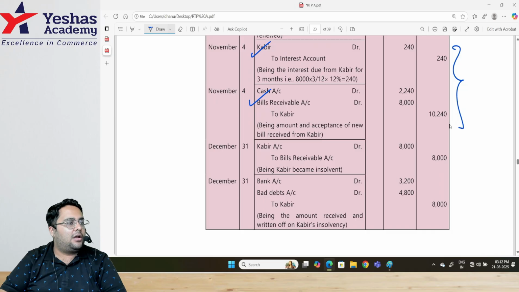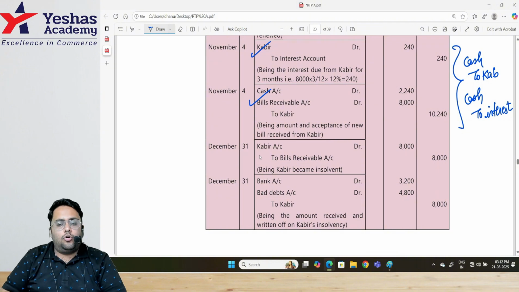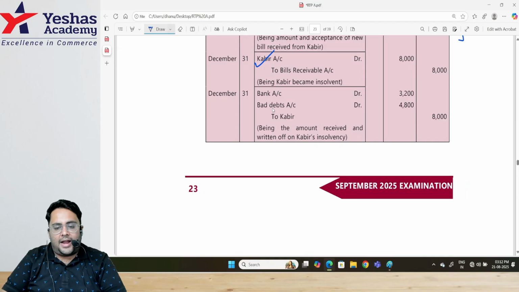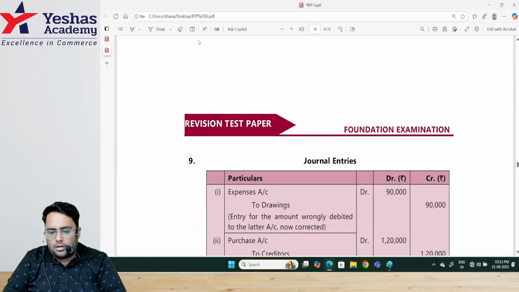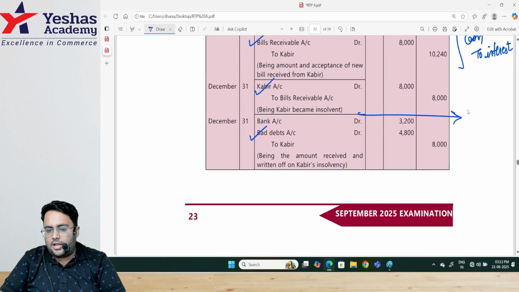I gave a different entry for this. I said cash to Kabir and I gave cash to interest. Can that also be done? Yes, sir. Drawing a new bill, Kabir to BR, and then dishonor, bank, bad debt to Kabir. One entry is missing over here. They have not recorded one entry. You need to record dishonor of the bill, Kabir account debit to bill receivable.